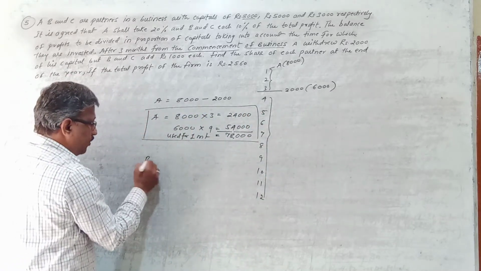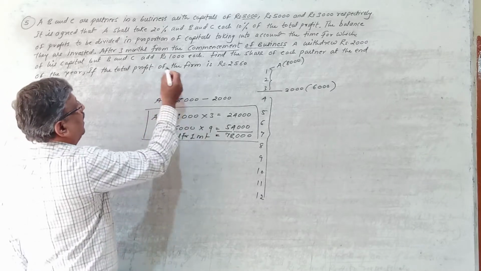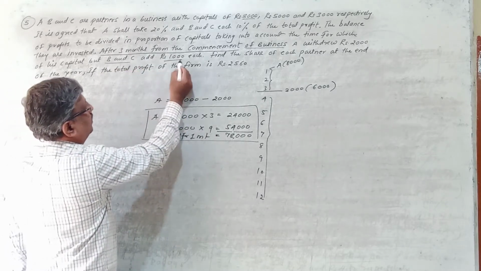Now we have to calculate B. Now what B has done, B and C both have invested 1,000 rupees.